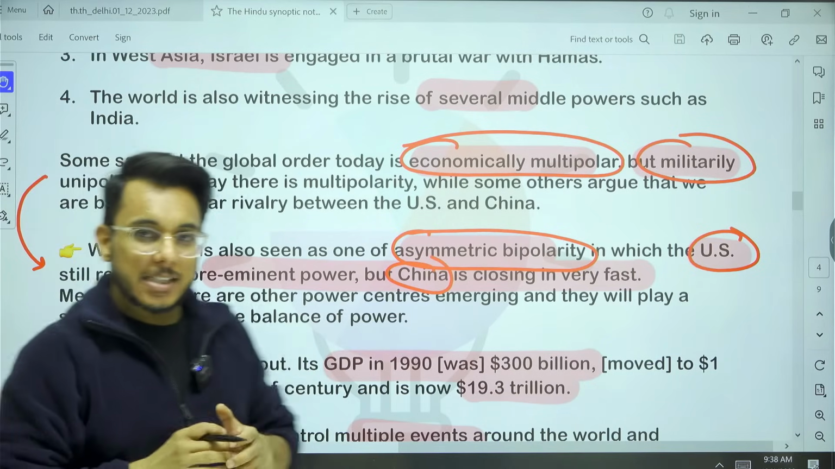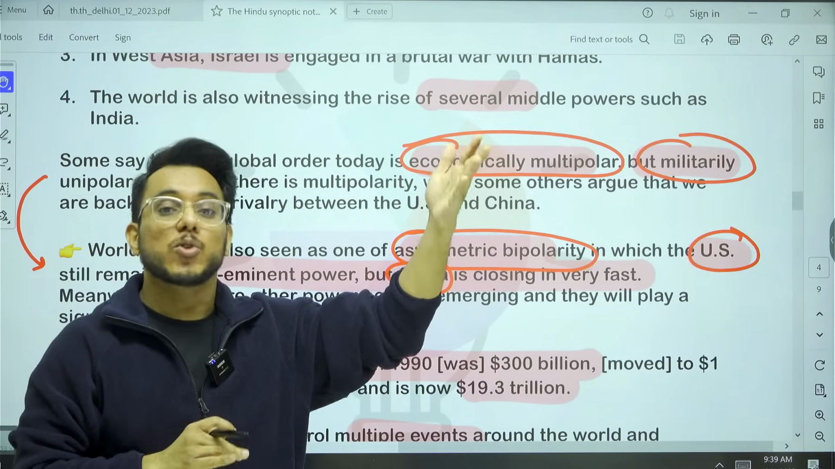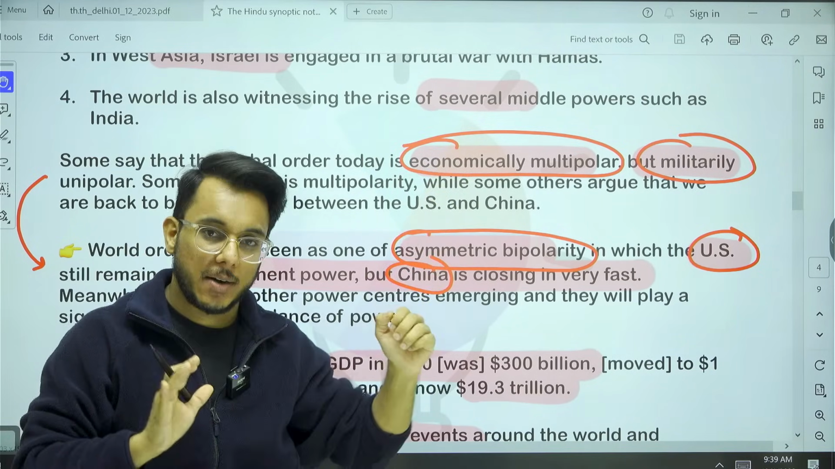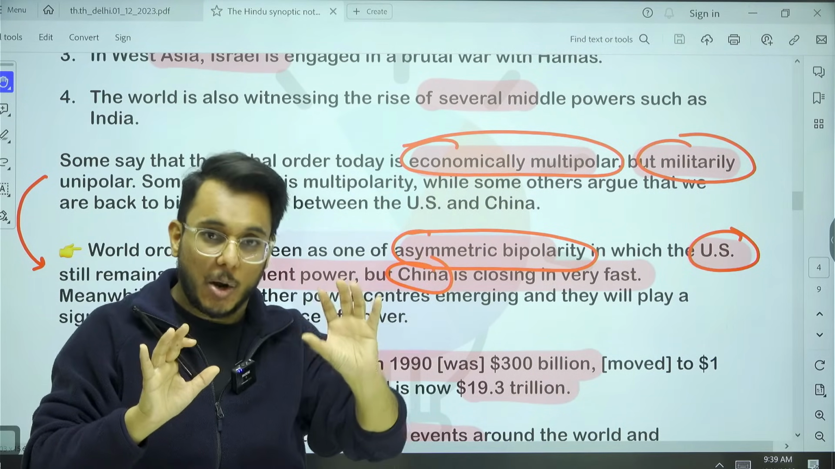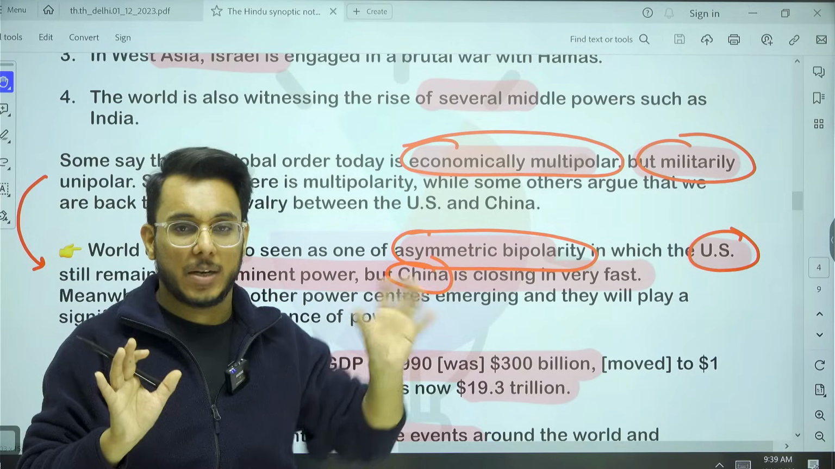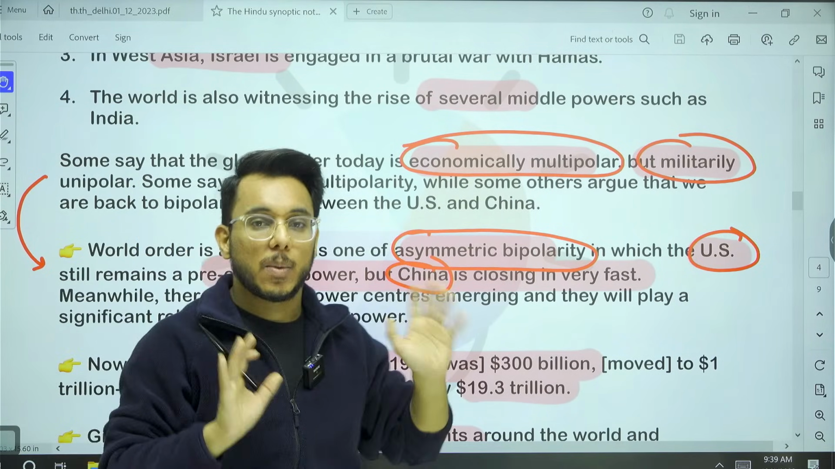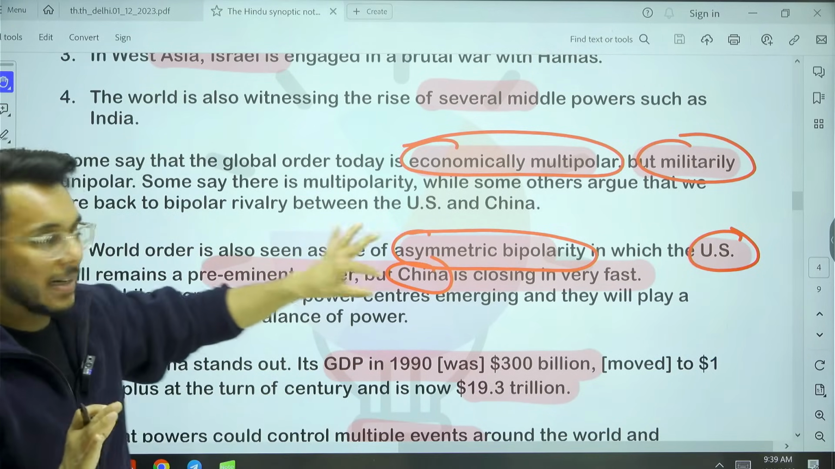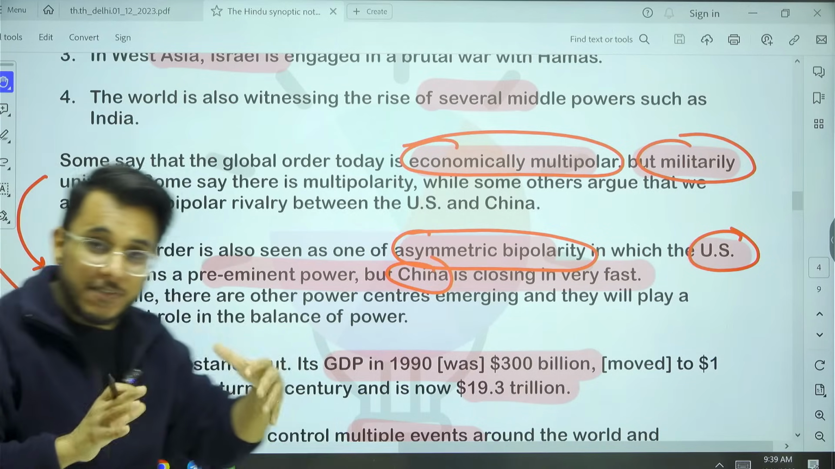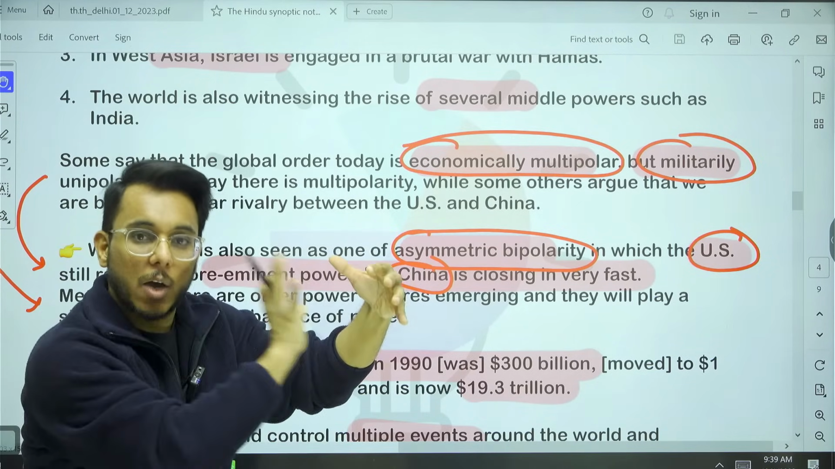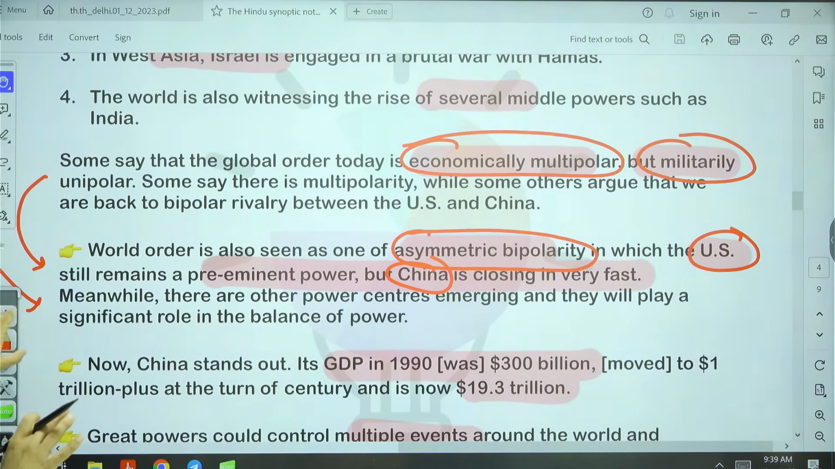Now, why is it asymmetric? Because today the USA is still far superior to China in terms of military. But the second competitor of the USA is none other than China. So between China and the USA there is an asymmetric competition going on, and this is the bipolarity that exists right now in the world. The difference that exists is being closed down very rapidly by China.